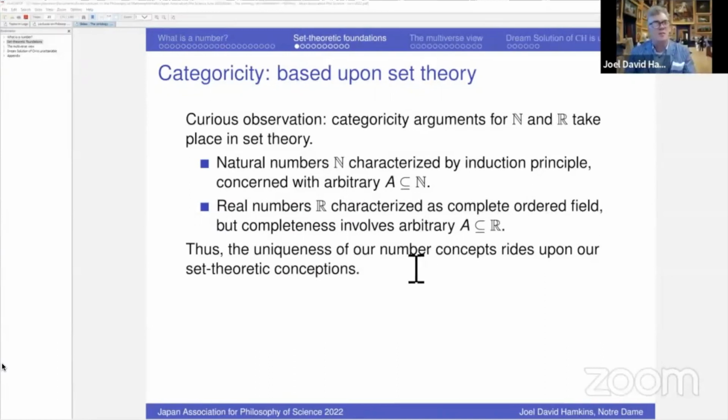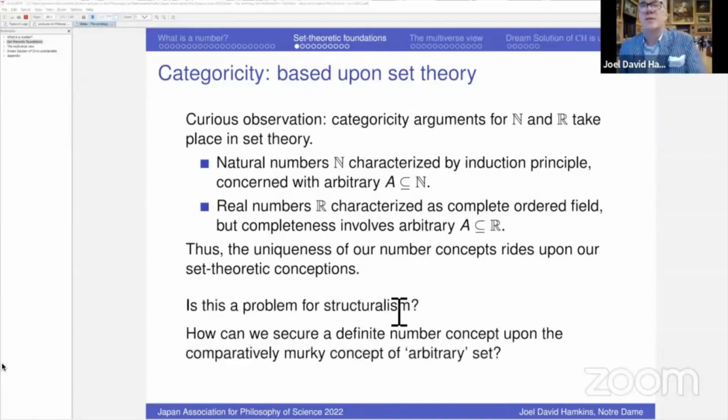So how can we possibly ground our concept of, say, finite numbers, and say we know what we mean by finite numbers, if the definition of what that means is referring to this comparatively vague term of arbitrary set of numbers? So maybe that's a problem for structuralism and for Platonism. How can we secure these definite number concepts upon the comparatively murky concept of arbitrary set? In both cases, we're involving this notion of set.